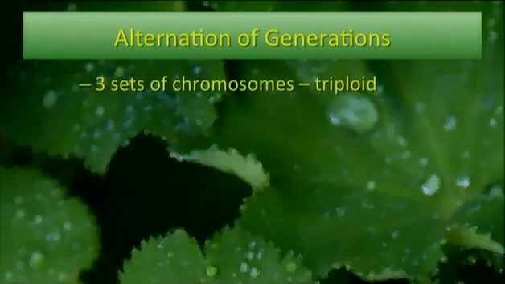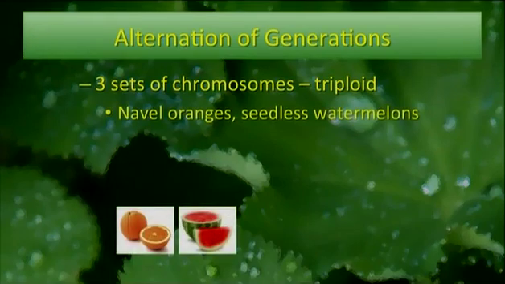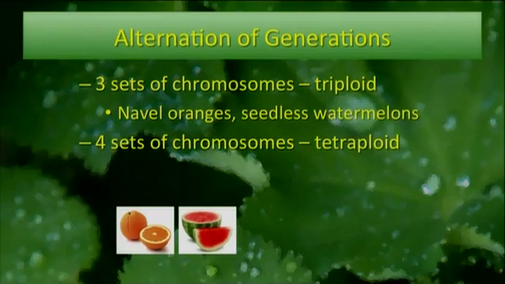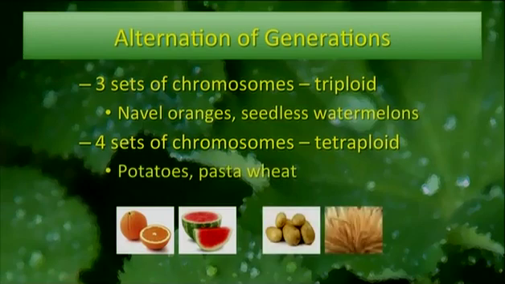Now if you have three sets of chromosomes, you can have triploids, and that happens in plants. That doesn't happen in humans, but it happens in plants. Some examples of triploid plants include navel oranges and seedless watermelons, and that's one of the reasons why they don't have seeds. And then you have four sets of chromosomes, which are called tetraploids. Tetraploid plants include potatoes and pasta weeds.